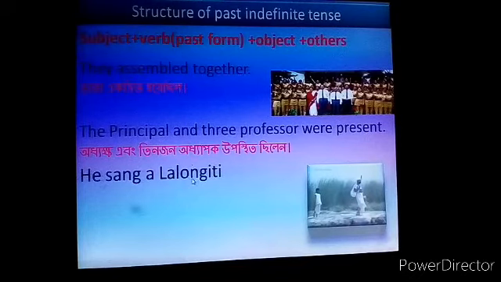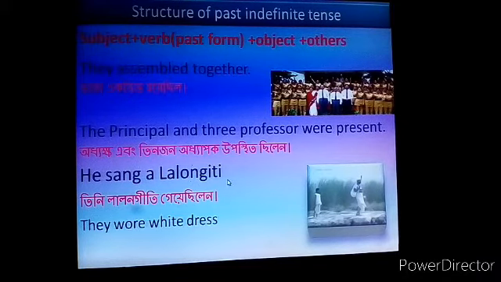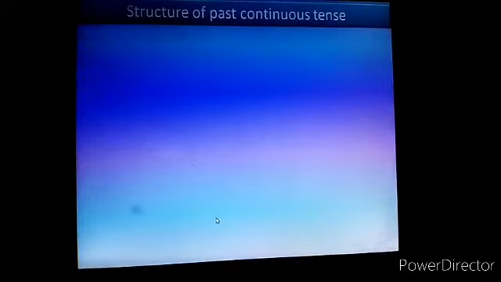He sang a Lalon Giti. Here he is the subject, sang is the first form of sing, and a Lalon Giti is the object. They wore white dresses.